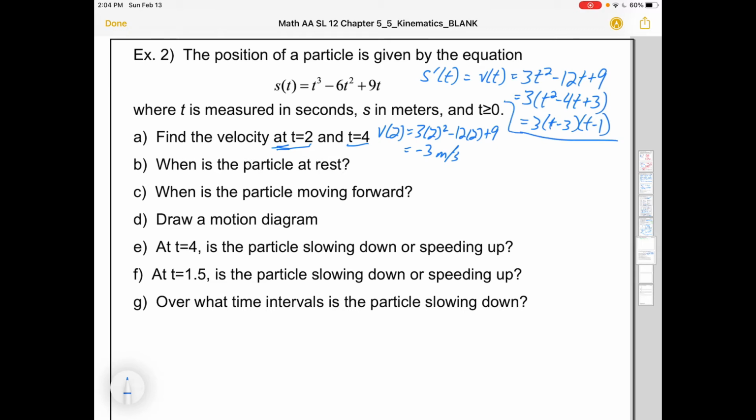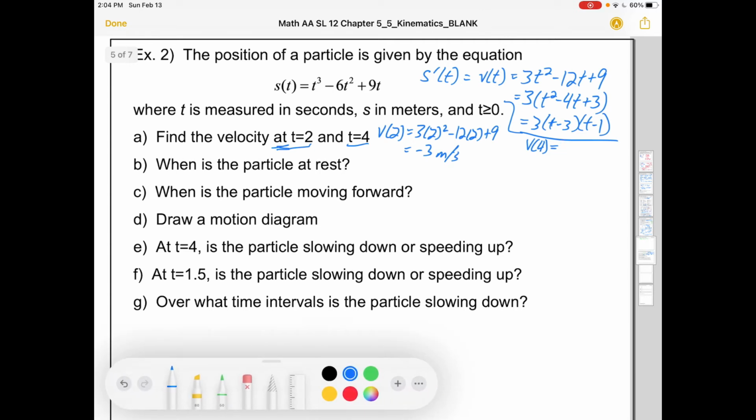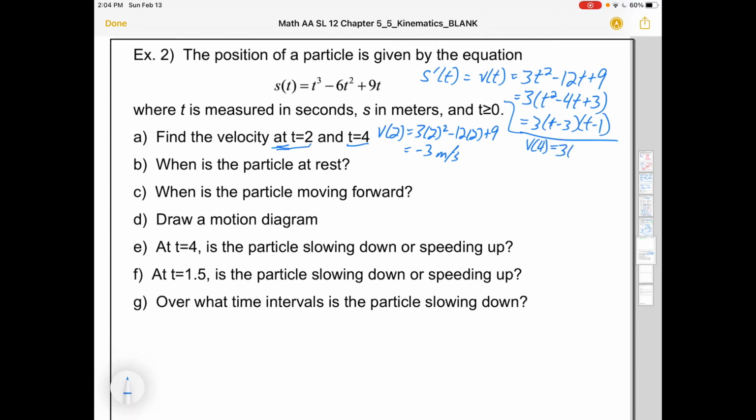On the other hand, if we want v of 4, well, that's going to be 3 times 4 squared. Let me do this one from the factored form. Let's see if that's easier. 3 times 4 minus 3, that's 1. Times 4 minus 1, that's 3. Oh, yeah, that is easier. 9 meters per second. Okay. So just to be clear, at this point here, it's moving leftward because velocity is negative. We're moving backward. Here, velocity is positive, so we're moving forward or rightward.